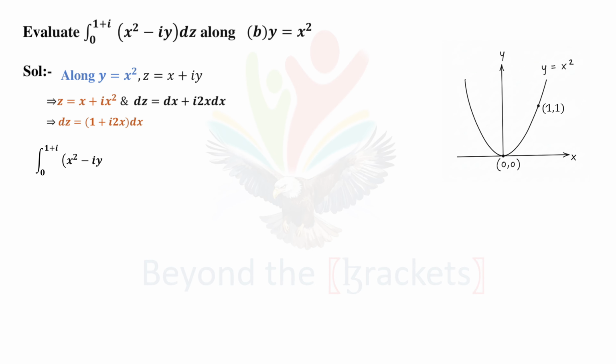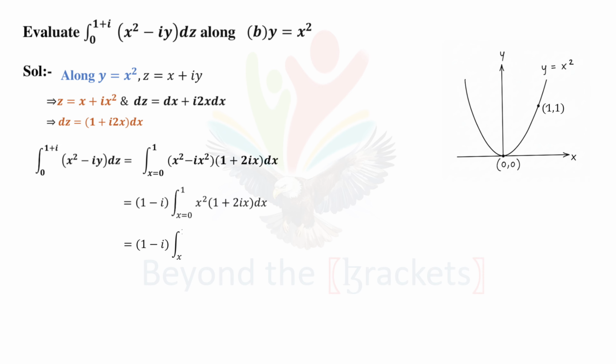Substituting in the given integral, here the limits of the integration are z is equal to 0 to 1 plus i. Converting into x, the limits become x is from 0 to 1, x square is as it is minus i into y is taken as x square, and dz is taken as (1 plus 2ix) into dx. x square is common in this term. (1 minus i) will be constant which will be taken outside. Multiplying x square inside the integral, we are left with x square plus 2ix cube with respect to x.